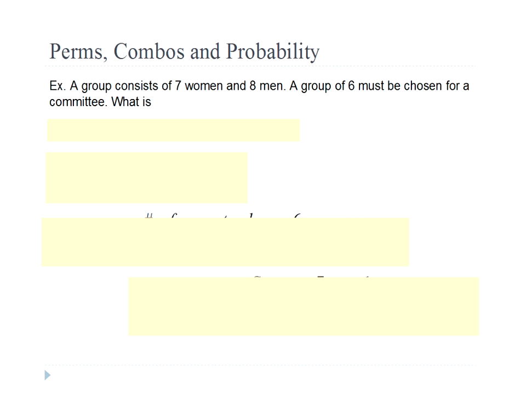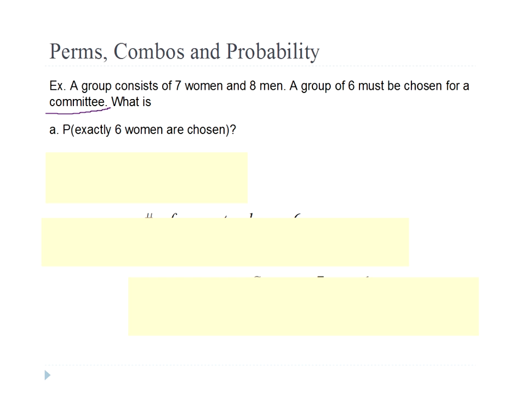Now, we're going to take a look at permutations, combinations, and probability. This will be the last question we do, but there are a few different types of problems that I can ask about this. So let's consider a group of 7 women and 8 men, and a group of 6 must be chosen for a committee. For a committee, you're just on the committee or you're not. So the order doesn't matter.